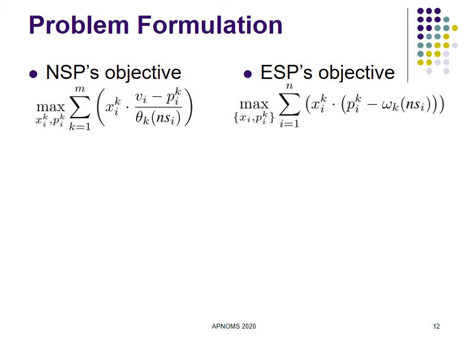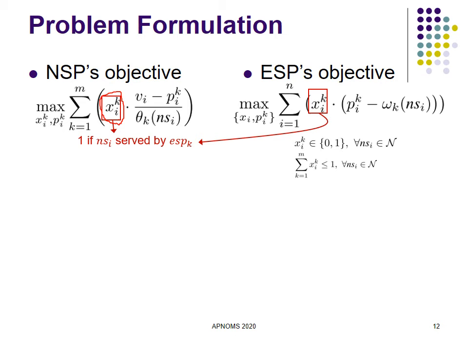Problem formulation. Network service providers and edge service providers have different objectives. Here, they have to decide the value of this indicator variable x_ik. x_ik is 1 means network service i is served by edge system k. They also have to determine the payment when network service i is indeed served by edge system k. The indicator variable should be either 0 or 1, and this means the network service can only be served by at most 1 edge system.